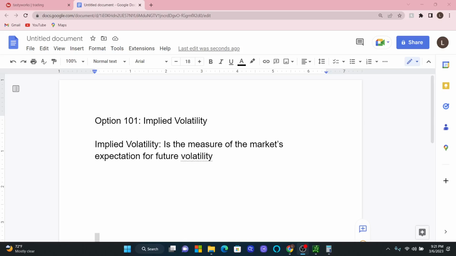What's going on, everybody? This is part 3 of the 3-part series we have on everything that affects an option contract's price. So we're going to talk about implied volatility and how it can really drastically affect the value of an option contract. Implied volatility is the measure of a market's expectations for future volatility. What do I mean by that?